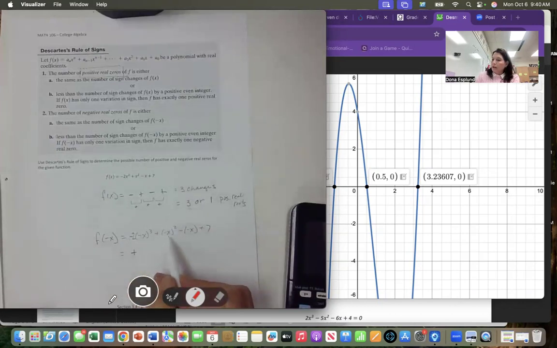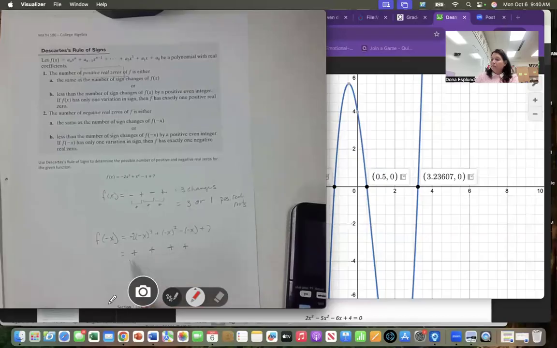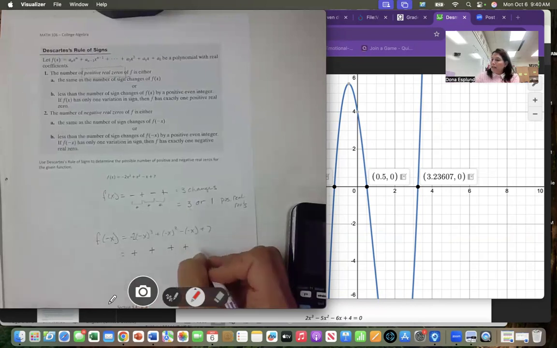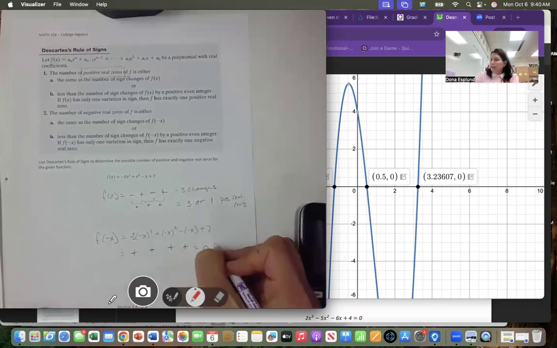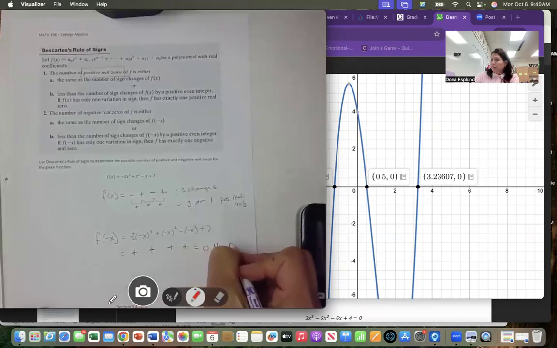The next one, if I square the negative here, that means I have a plus and a plus. So this one is a plus, isn't it? If I square negative x squared, I get a positive, and I have a positive in front of it. On the next one, I have a minus and a minus, so it's going to be positive. And then I have a positive 7. So I have 4 positive numbers. There are 0 changes, right? That means that I have 0 negative roots.